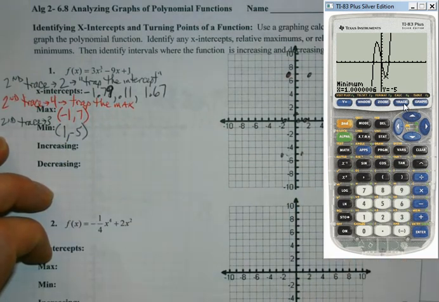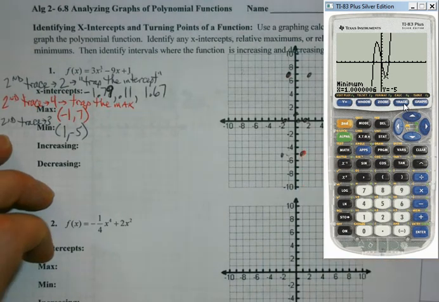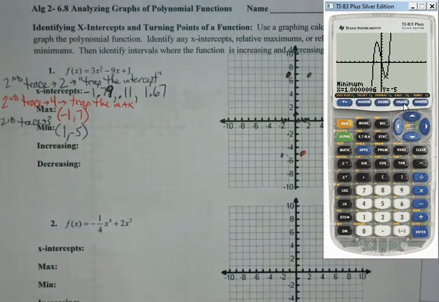-5. You're like, all right, we already got a point there. Right, so we've gotten fortunate with that and picked it up off the chart. We didn't know when we started that it was going to be there. So that's my minimum value.